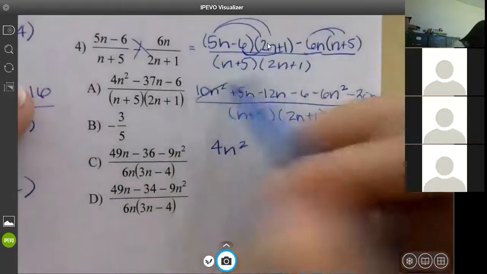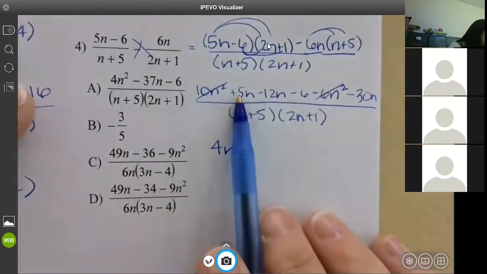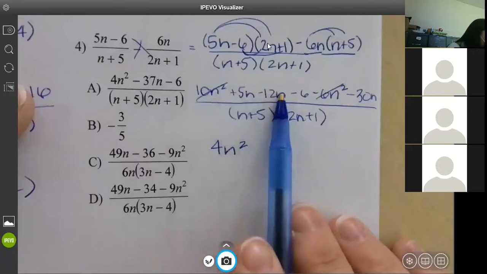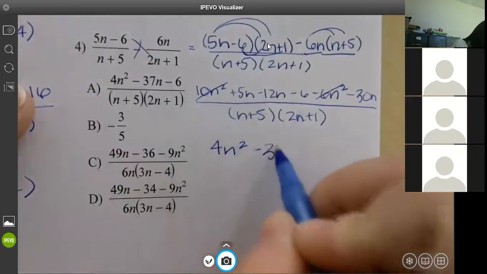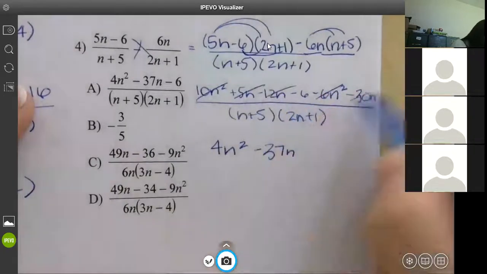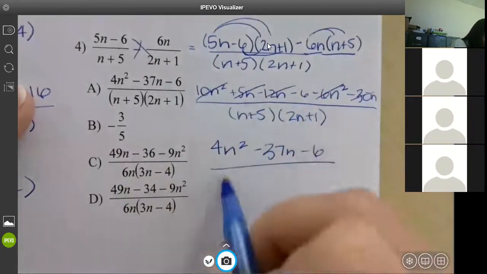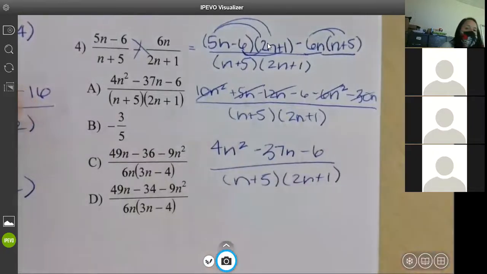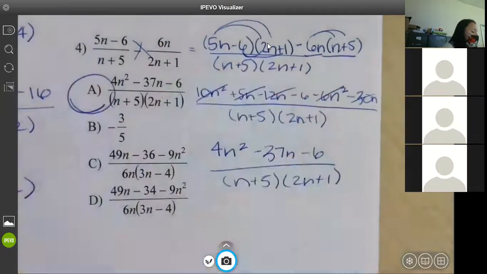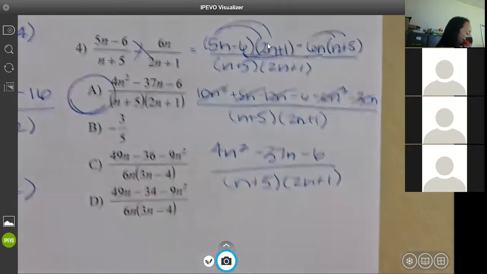4n squared. So I got the n squares done. 5 minus 12, minus 30. I got all the n's. And then I have a minus 6 over n plus 5 to n plus 1. Do I have that? That's it. Okay. Again, once you get it cleaned up, check, and then if you need to do more, go further.